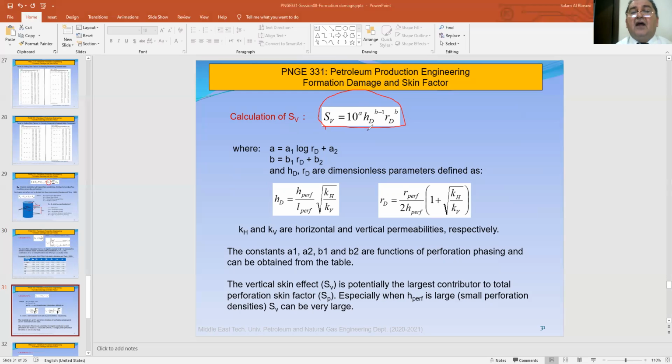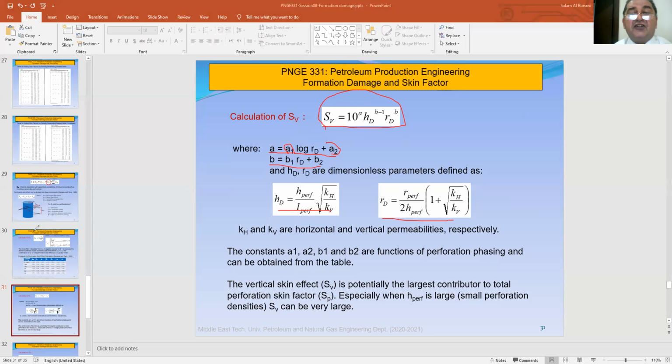Tan to A, H sub D B minus 1, R D sub B. What is A? A is calculated by this model. What is B? B is calculated by this model. What is H sub D? Here is H sub D. What is R sub D? Here is R sub D. And we have A1, A2, B1, B2, taken from where? Taken from the table given by Karakash and Tariq, 1988, the one shown in the previous slide.